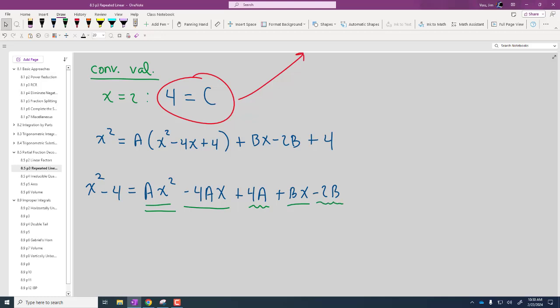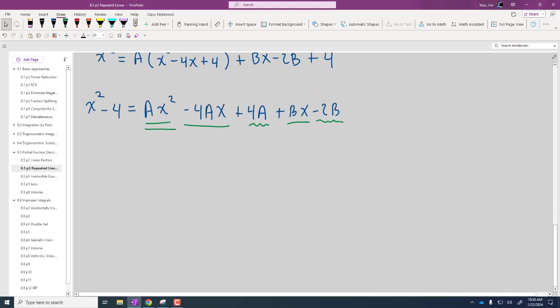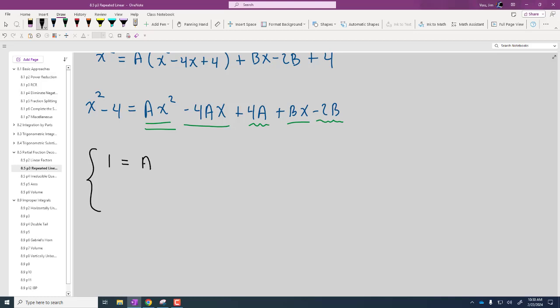So let's set up our system. Let's use that color, I guess. What is the coefficient of x squared on the left? 1. Coefficient of x squared on the right? A. So we have A.